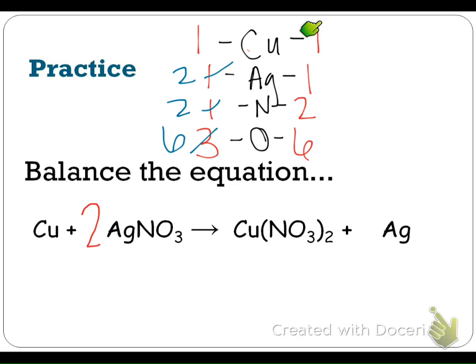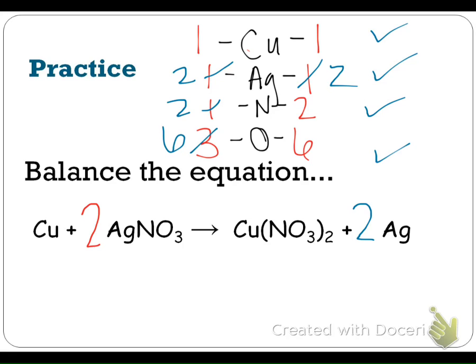So now copper is balanced, nitrogen is balanced, and oxygen is balanced, but silver is not. How can we fix this? How can we make this a 1, a 2? 2 in front of what? Okay, so that would now make this a 2, which would mean that copper is balanced, silver is balanced, nitrogen is balanced, and oxygen is balanced.